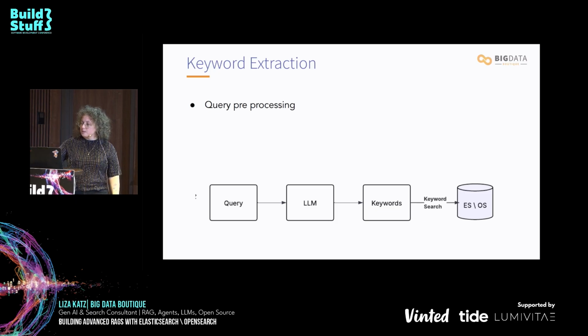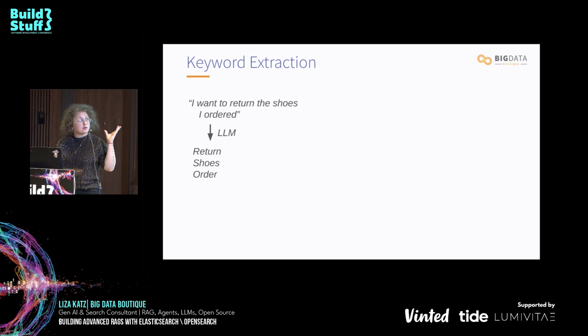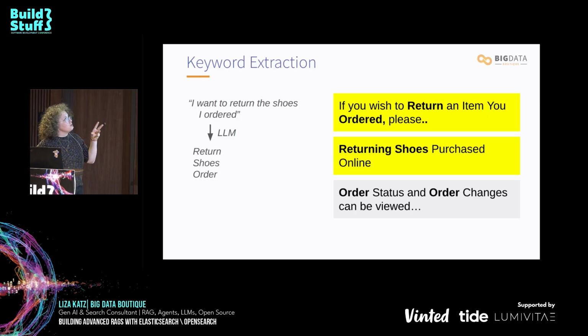So let's apply this to our own question. We take the question, I want to return the shoes I ordered, and we use the LLM to just extract keywords. We're not doing anything fancy, just giving the keywords in this question, and then we'll use those keywords to search the database. If we look at the results, once again, they look fine. They look okay. It's very clear why each result shows up in the list, right?